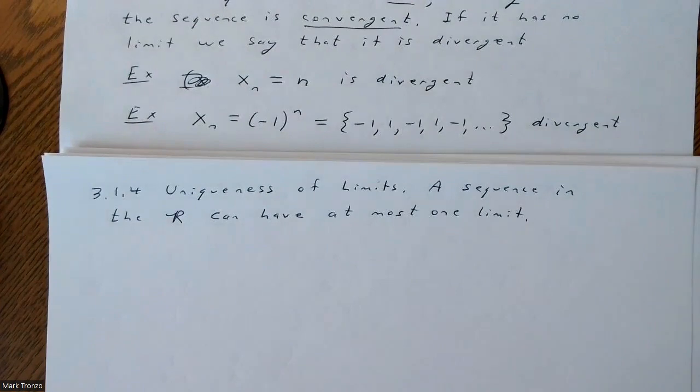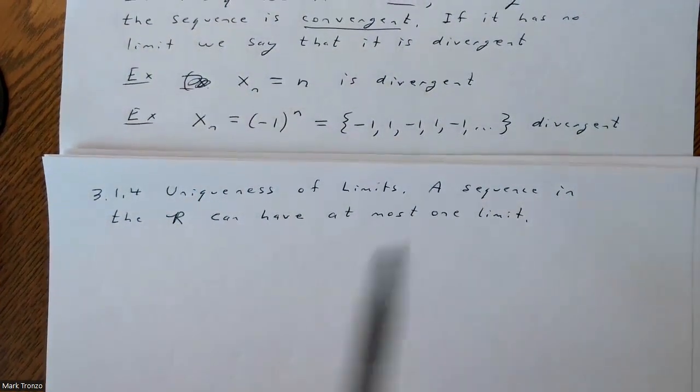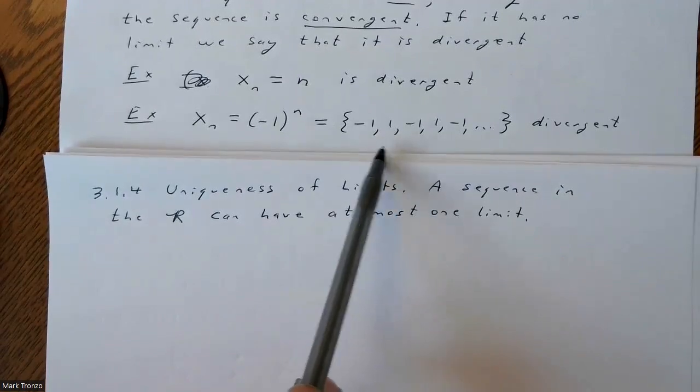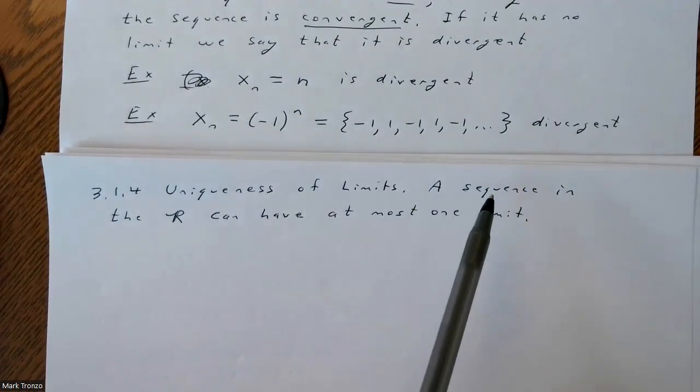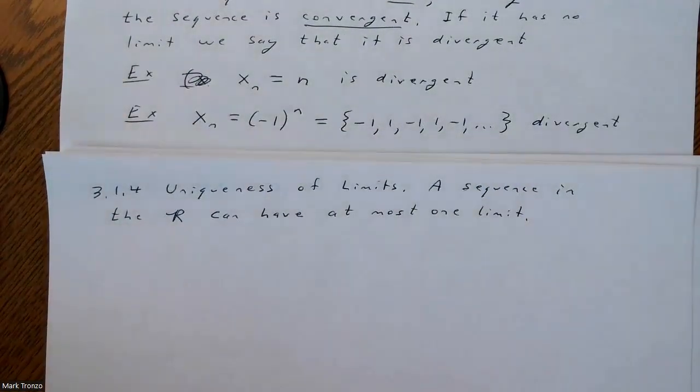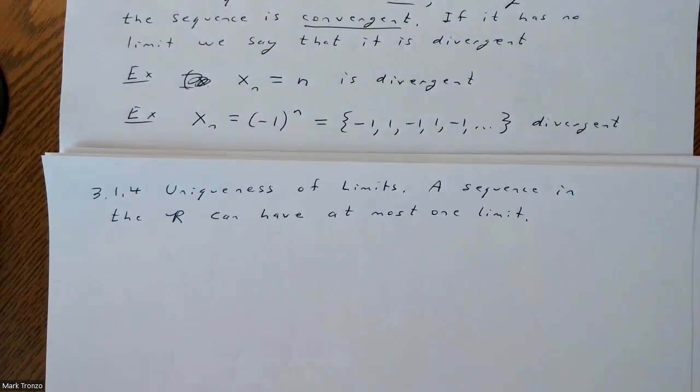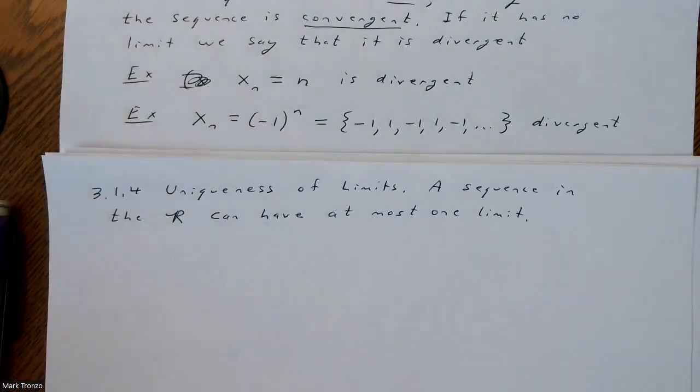Now, a little bit later, we'll be talking about subsequences where you could pull out, like say for this sequence we had here, -1, 1, -1, you pull out a subsequence, and one of them would converge to 1, the other one converge to -1. But any sequence itself that has a limit is just going to have one.